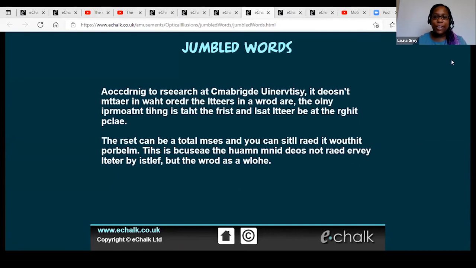Okay, so hopefully you have surprised yourself and realized that actually you can read it. So it says, according to research at Cambridge University, it doesn't matter in what order the letters in a word are. The only important thing is that the first and last letter be at the right place. The rest can be a total mess and you can still read it without problem. This is because the human mind does not read every letter by itself, but the word as a whole.